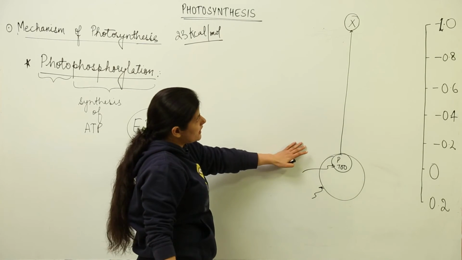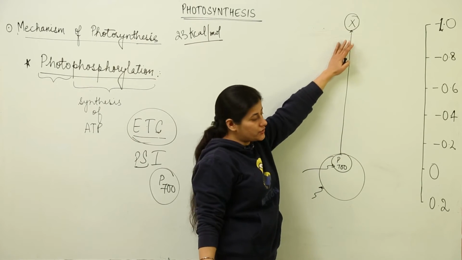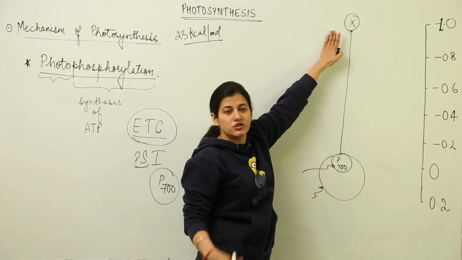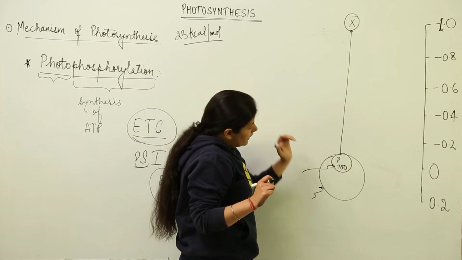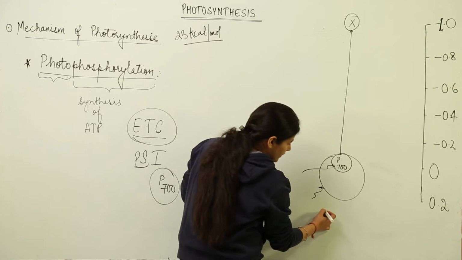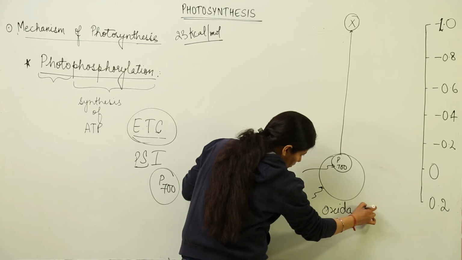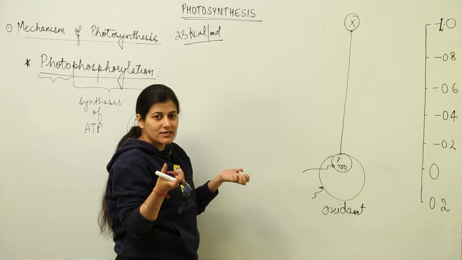Okay, this agent X is lying at a very negative redox potential. As you can see, this electron gets excited, it goes to agent X, which is nothing but a special type of chlorophyll molecule only. Now this particular photosystem has become a strong oxidant now. Why is it an oxidant? Because it has lost its electron and it is available for readily accepting the electron.